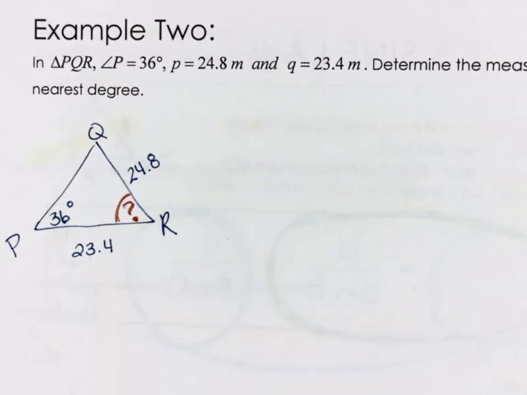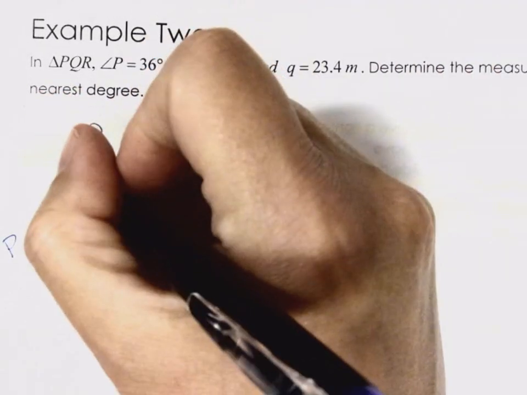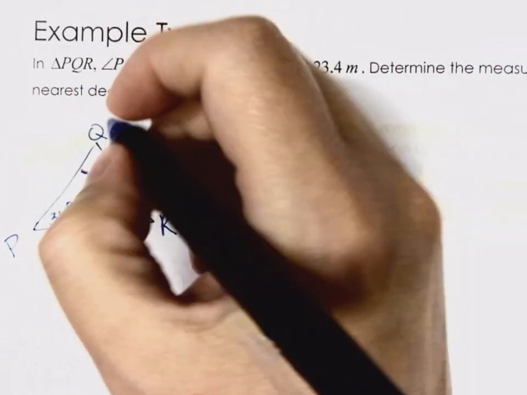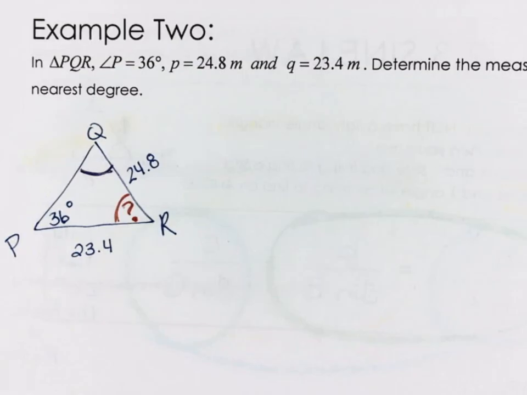Well, that's a great time. How are you guys going to tackle this? Can I do anything with R? Do I know side R? No. So I can't jump right into solving for angle R. So what I can do though is I can solve for angle Q. And then once I have angle Q, what do I know all interior angles add up to? 180. Then I can solve for angle R.